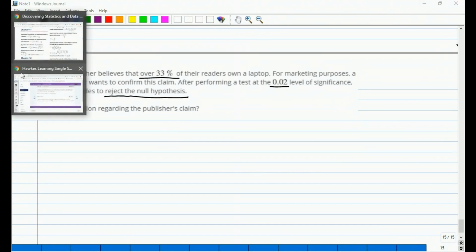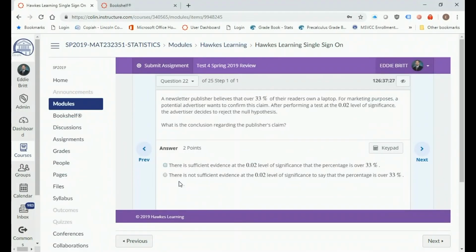So let's see what our choices were. Either there is sufficient evidence or there is not sufficient evidence. Well, this person says that they decided to reject the null hypothesis, so that means there is significant evidence. So it can only be this one, regardless of what all this wording is over here. If you reject the null hypothesis, then that means there is sufficient evidence that it's over 33%. All right.